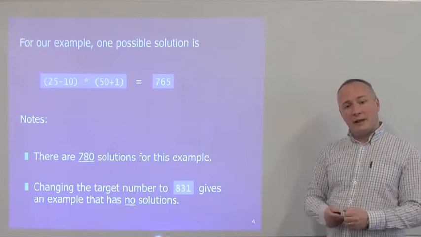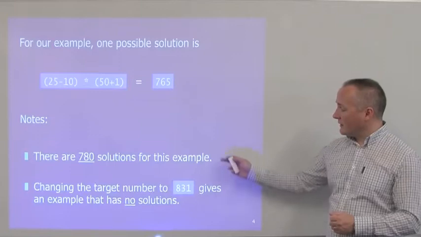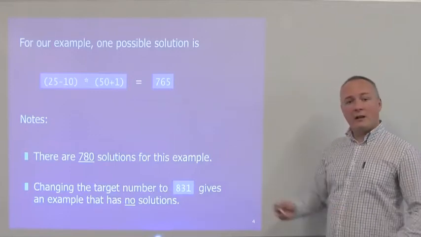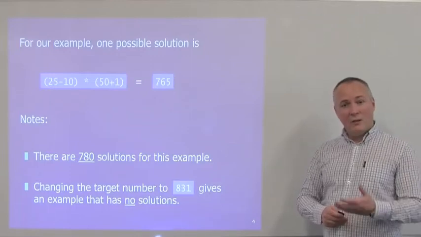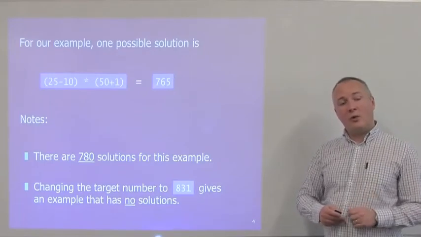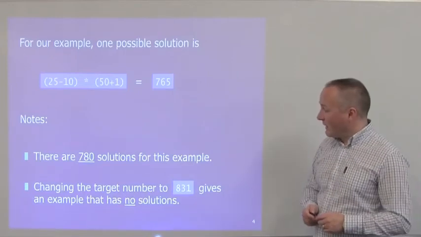You can ask yourself, well, how hard a problem is this? How big is the problem space typically? Well, if you calculate all possible solutions for this example, you'll find that there are 780 different solutions. But of course, many of these will actually be quite similar. And this is an important point that we'll come back to later on towards the end of the lecture.